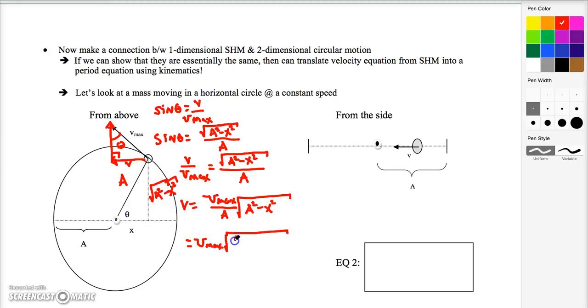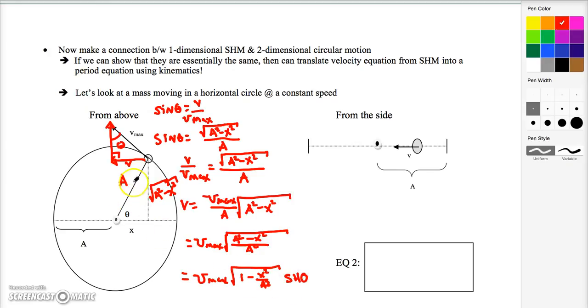So I have a squared minus x squared all over a squared. And when I do it that way, what I end up getting is 1, so this is the square root of 1, and then I get minus x squared over a squared. And what do you know? We have our simple harmonic oscillator equation.